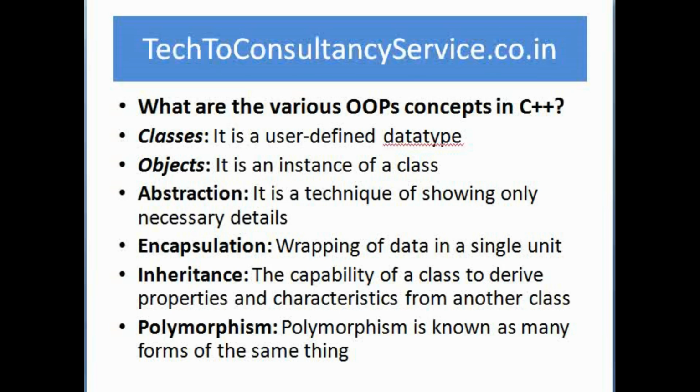Next is polymorphism. Polymorphism means many forms of the same thing. When we morph a single object into many things, it is called polymorphism. Let's say we have a shape class. A shape class can be morphed into various other classes like square, rectangle, circle, triangle. That is called polymorphism. So these are the basic pillars of object-oriented programming that make C++ an object-oriented language.